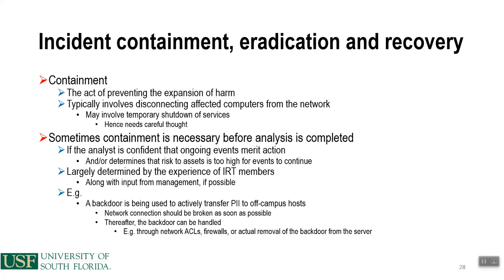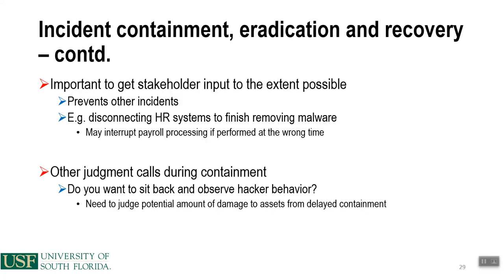So for example, if a backdoor is being used to actively transfer PII to off-campus hosts, exfiltration, the network connection should be broken as soon as possible. So you want to contain that particular network connection that's exfiltrating the data accordingly. Thereafter, the backdoor can be handled, through network ACLs, firewalls, and/or actual removal of the backdoor on the server.